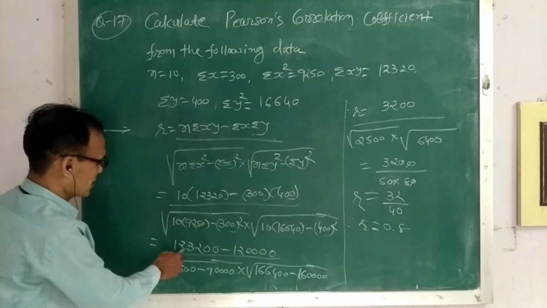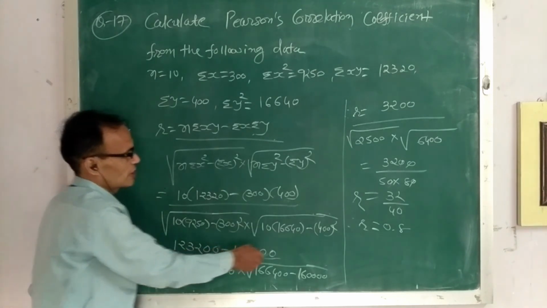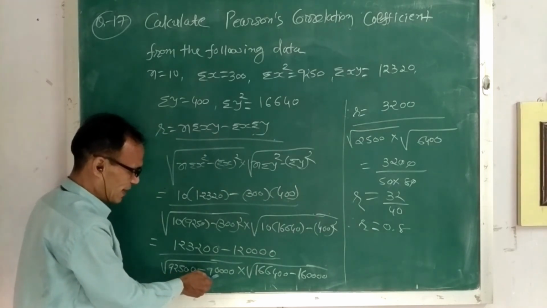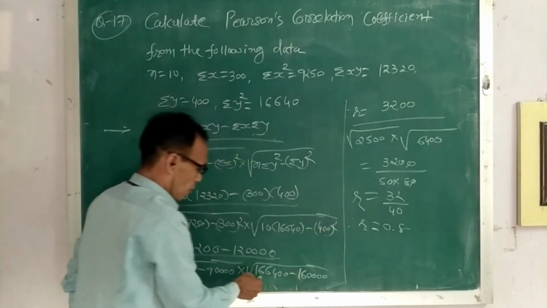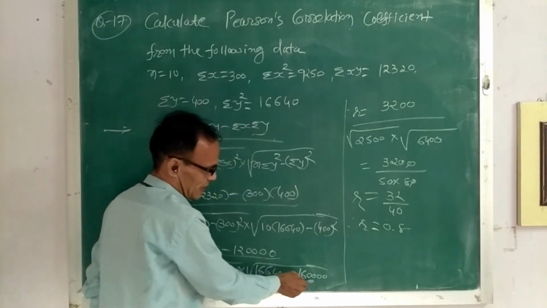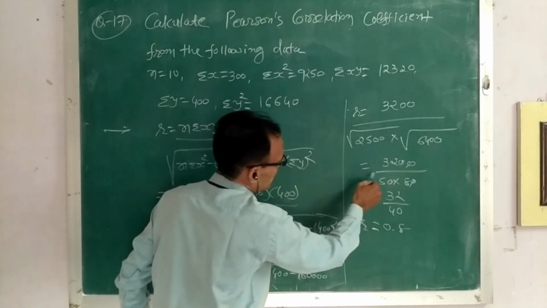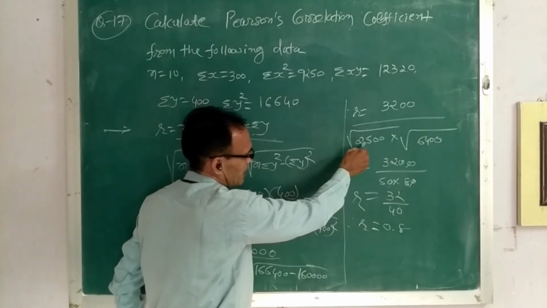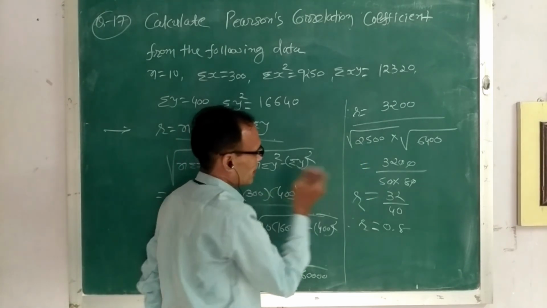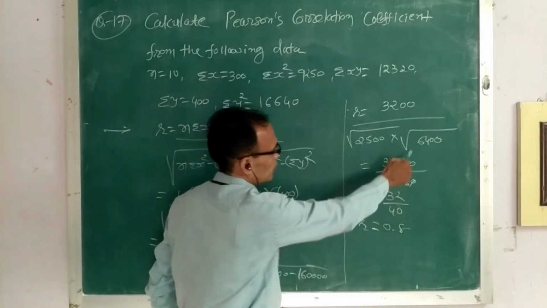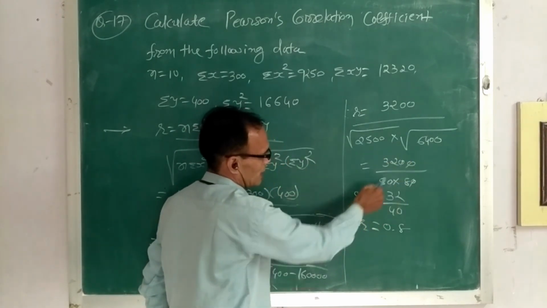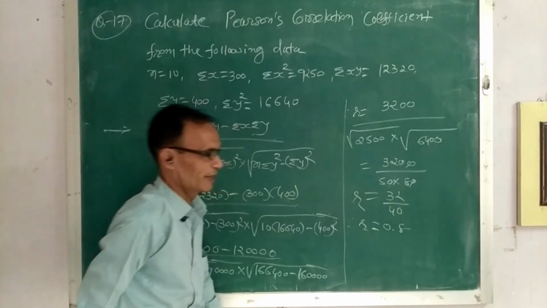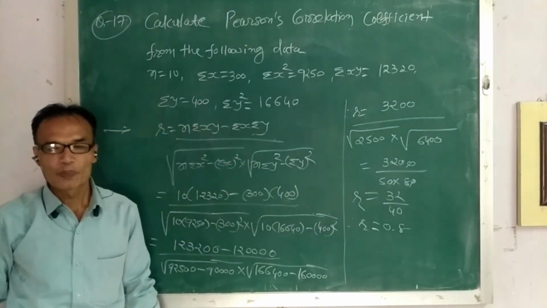Simplifying this, that is 123200 minus 120000, that is 3200, upon root of 92500 minus 90,000, that is 2500, into root of 166400 minus 160000, that is 6400, is equal to 3200 upon root of 2500 into root of 6400. What is the root of 2500, children? 50. And the root of 6400? 80. Therefore r is equal to 3200 upon 4000, cut, 32 upon 40, so r is equal to 0.8 is our answer. Okay children? Okay, thank you.